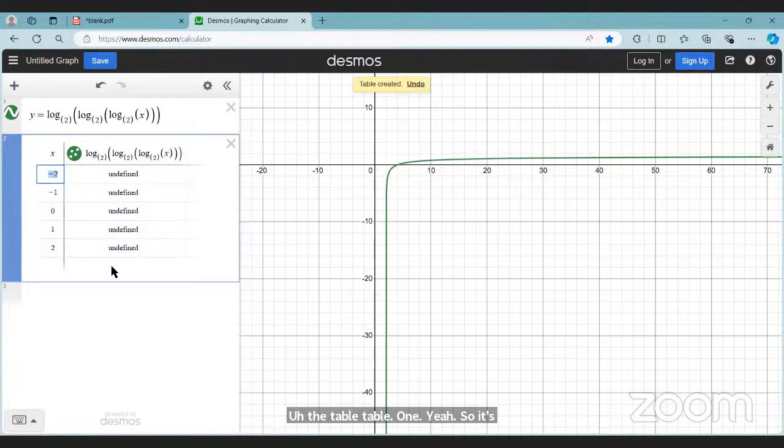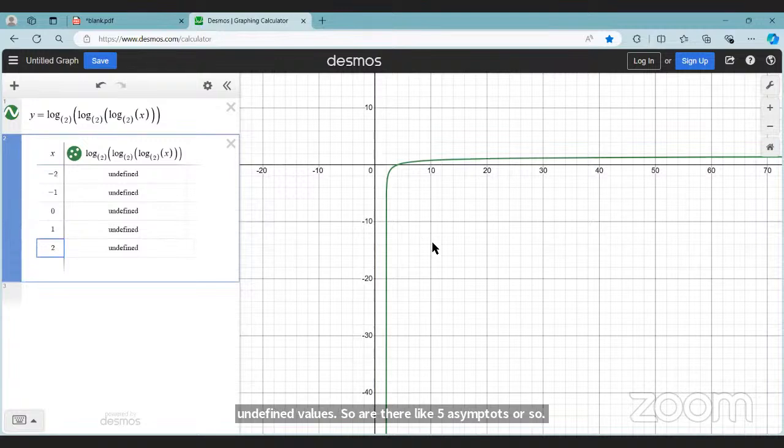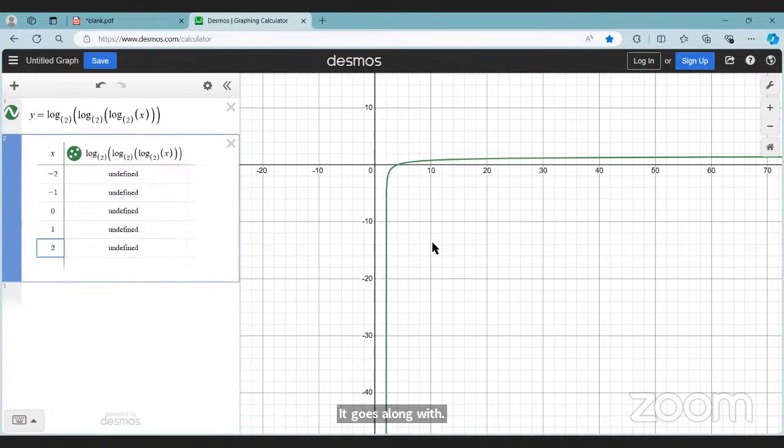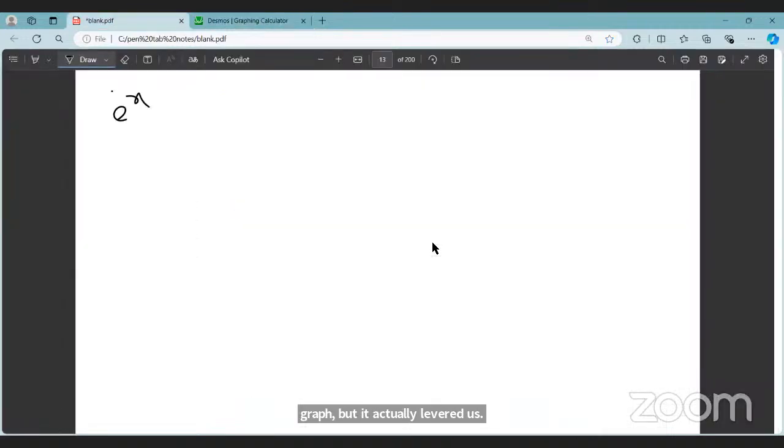So are there like 5 asymptotes or so? No. The asymptote will be only that line which it gets close to. It seems to be touching the graph, but actually it goes along with it. These other lines are not asymptotes because we are not seeing that at some point it will touch the graph. An asymptote gives us a feel that at some point it will touch the graph, but it actually never does.